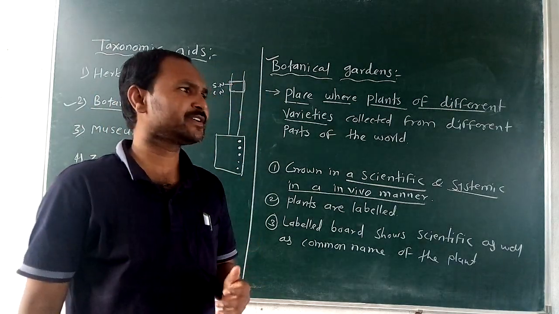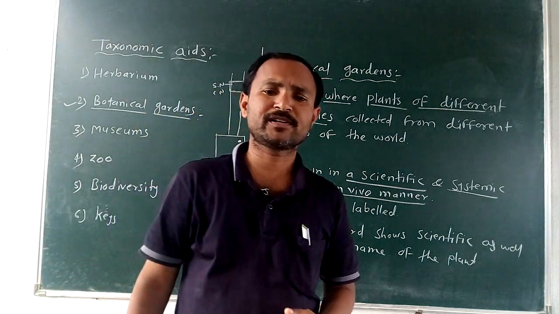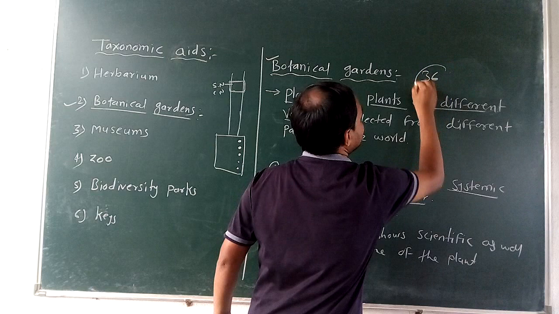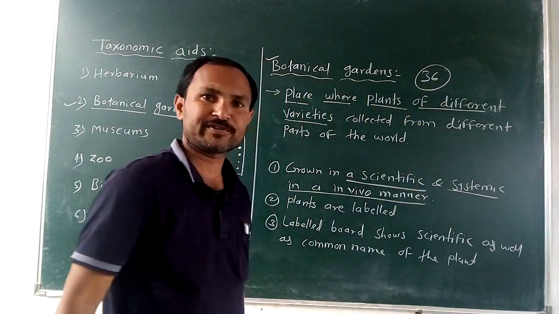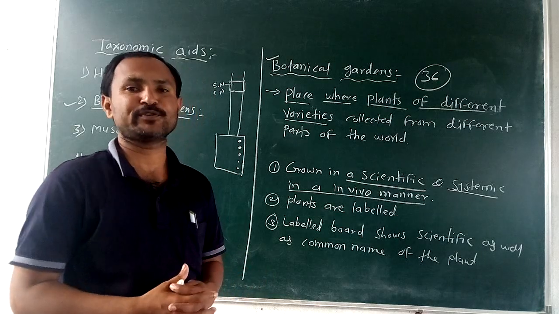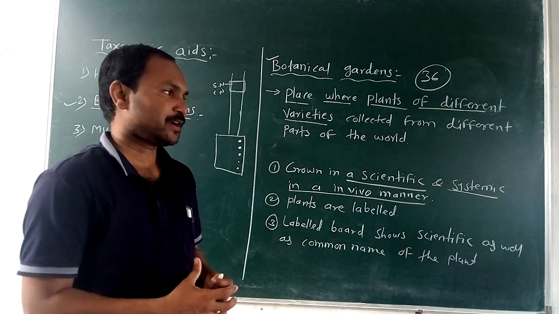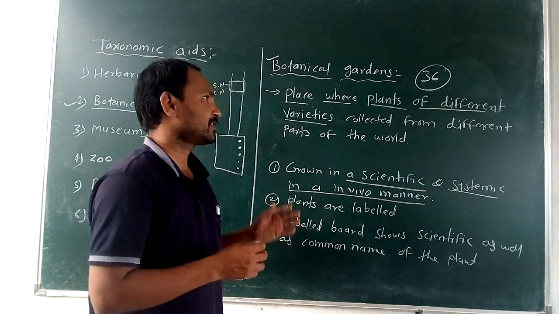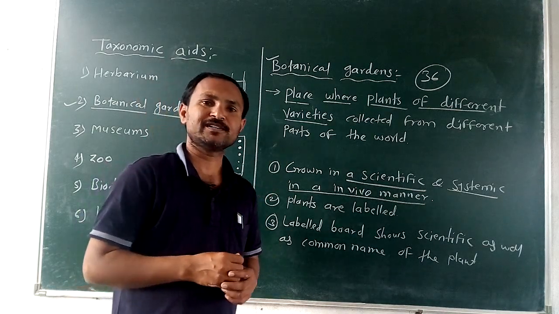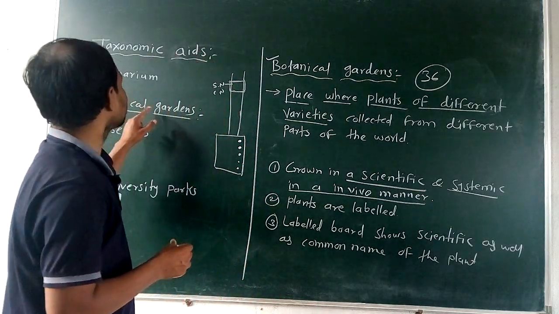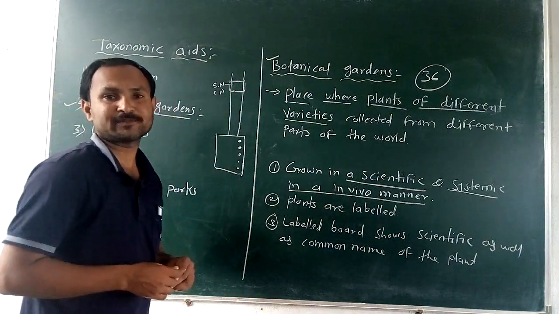Now in our India there are a number of botanical gardens, near about 36 botanical gardens. How many? 36 botanical gardens. And the purpose of the botanical garden is to study the development of the plant. How that plant developed, what is the function of that plant's parts, can be studied in the botanical garden. That is the second taxonomic tool, the botanical garden.